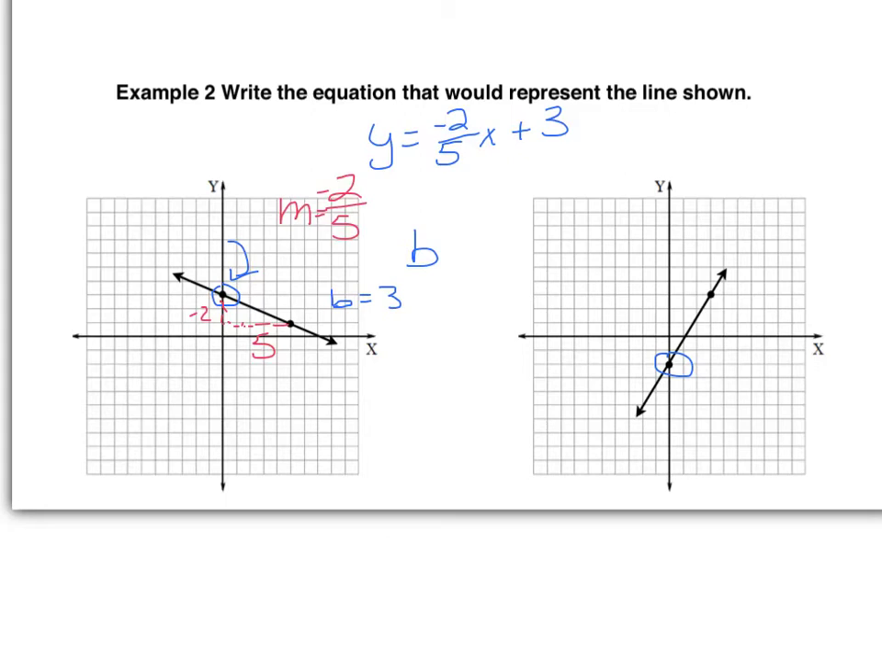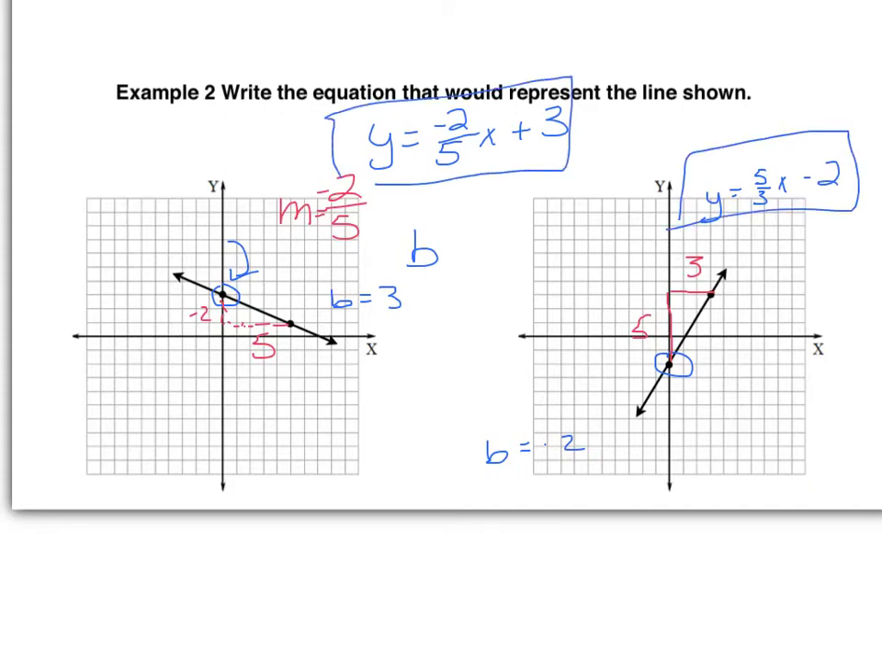Okay, so if I look at the y-intercept, it looks like my y-intercept b is equal to -2. Then I look at my slope, rise over run, it looks like I'm going up 1, 2, 3, 4, 5. So it's +5 over 3. So I write my equation, y equals 5/3 x minus 2. And there's your answer. So again, on this whole section, your answer should be in slope-intercept form.